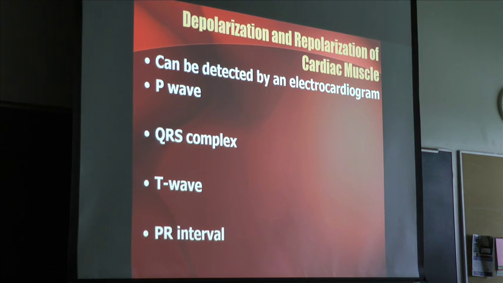All right, and then there's different waves on an EKG. There's a P wave, a QRS, a T wave, and a PR interval. I'll give you some notes on this and then we're going to stop.